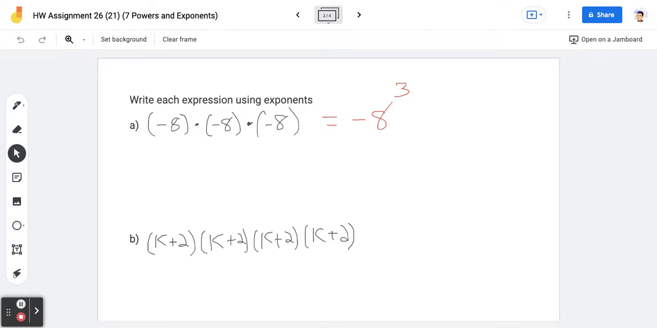All right. (k + 2) times (k + 2) times (k + 2) times (k + 2). Same thing arises. Even if we have two terms, we can still rewrite this as k + 2, but notice I'm going to leave it in parentheses. How many are there? 1, 2, 3, 4. So we're multiplying it 4 times. So it's (k + 2) to the fourth power, or to the power of 4. Either way you say it, it works out.